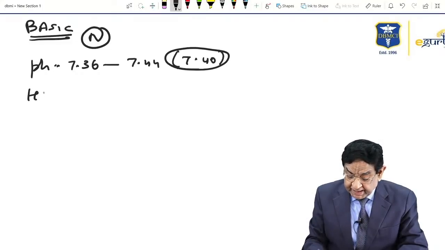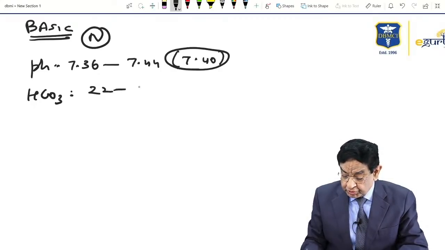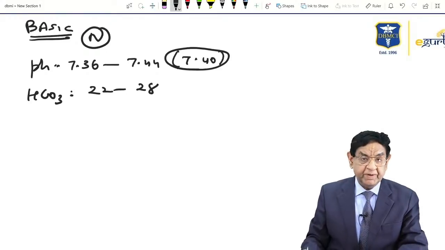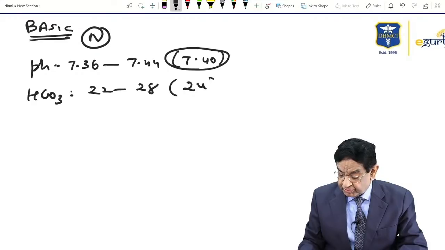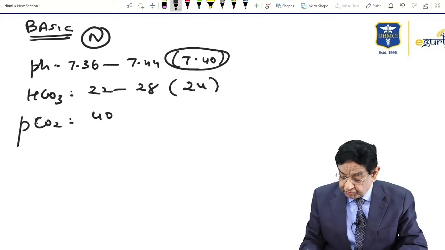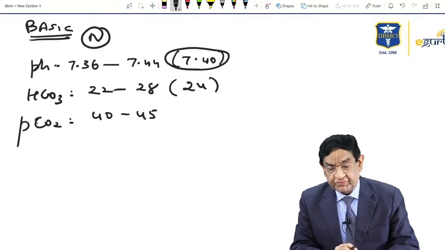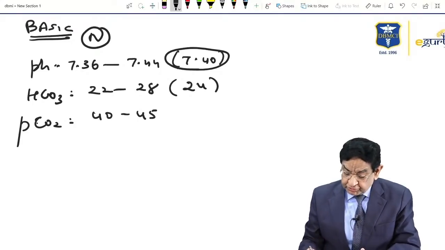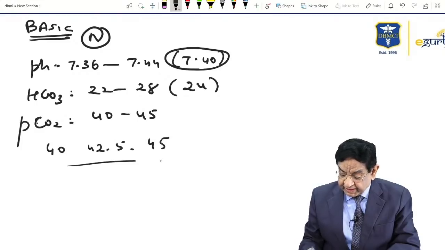Normal serum bicarbonate is 22 to 28 milliequivalent per liter or millimole per liter, and the average I am taking as 24. And normally the partial pressure of CO2 in the blood is 40 to 45 millimeters of mercury. Now I have a question for the students. What should I take? Should I take 40? Should I take 42.5? Or should I take 45, or can I take any?